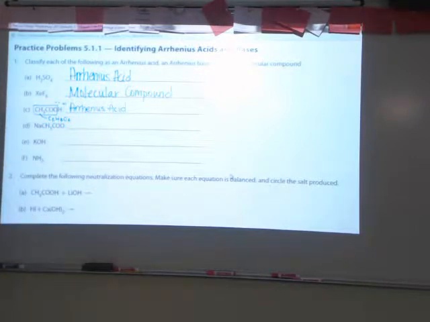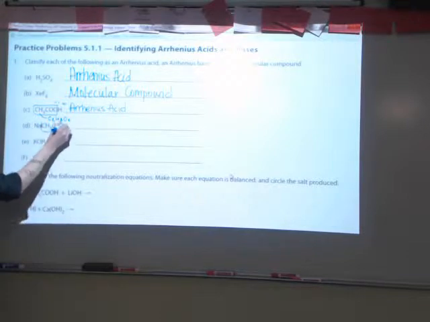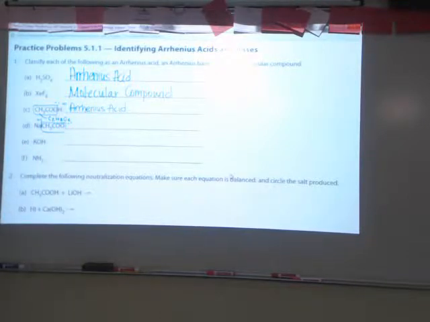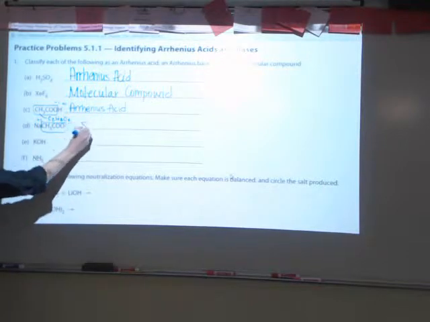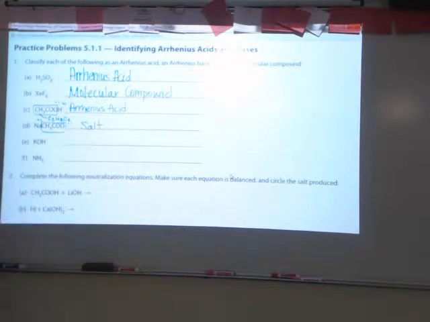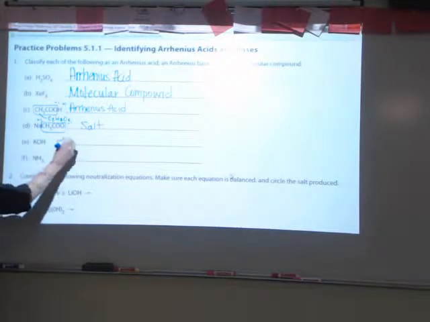How about D? Salt. That's an ionic compound. It's a cation, a sodium ion, and the acetate ion, which is your anion. KOH, base.